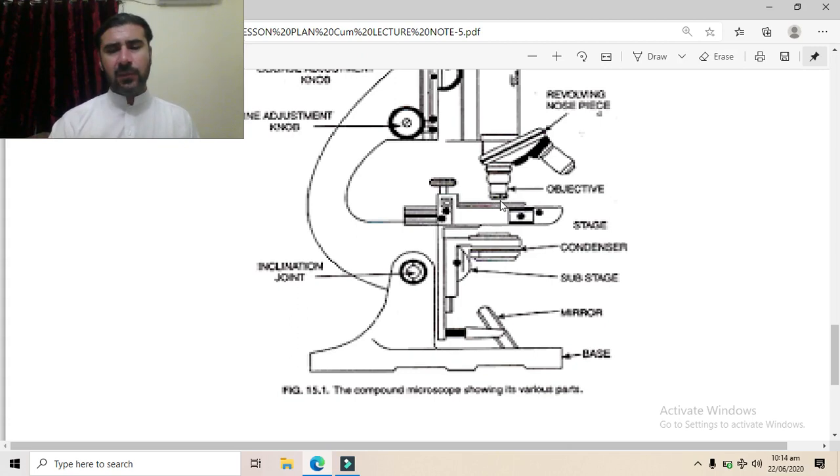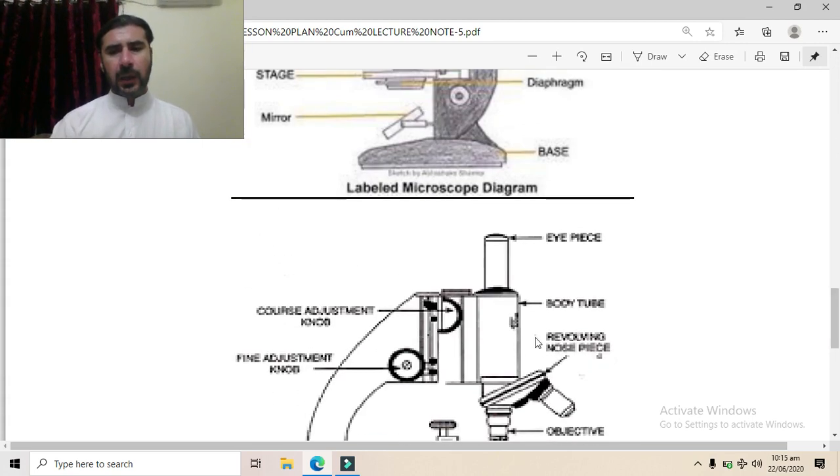Again, the same as we have already discussed: the first lens will magnify the image, then it will be transmitted above to the eyepiece lens, and then the viewer's eye will observe the image.